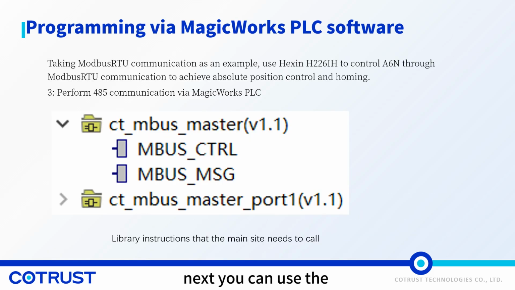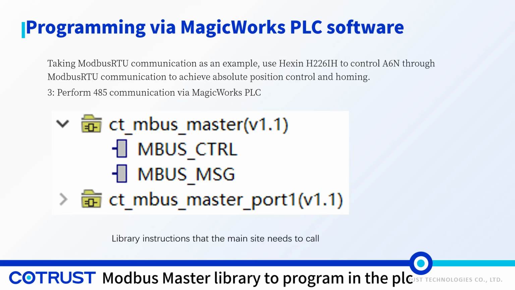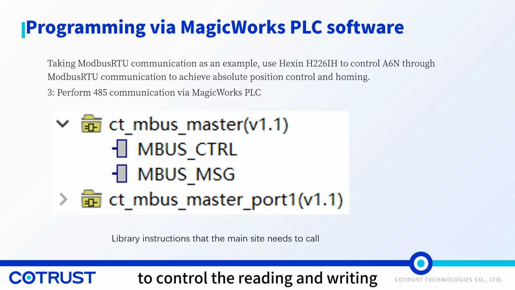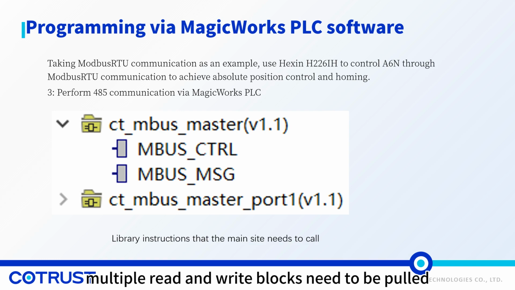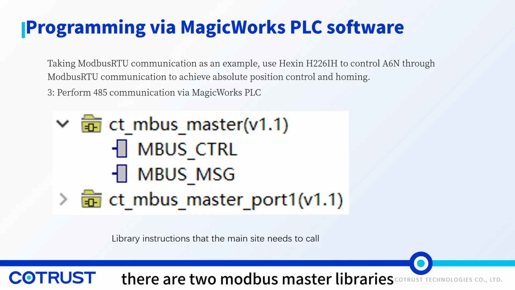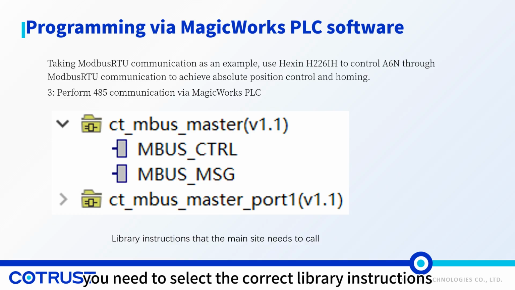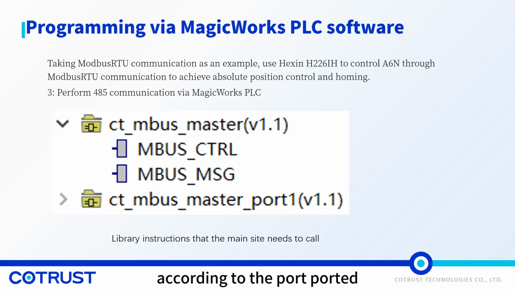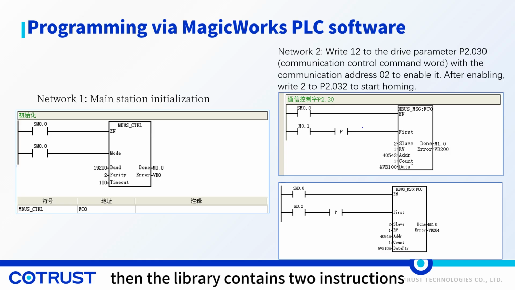Next, you can use the Modbus master library to program in the PLC to control the reading and writing of servo parameters. Multiple read and write blocks need to be pulled and triggered. For parameters that only need to be set once, they can be written directly through the panel. There are 2 Modbus master libraries. You need to select the correct library instructions according to the port of the PLC you use. Then the library contains 2 instructions.